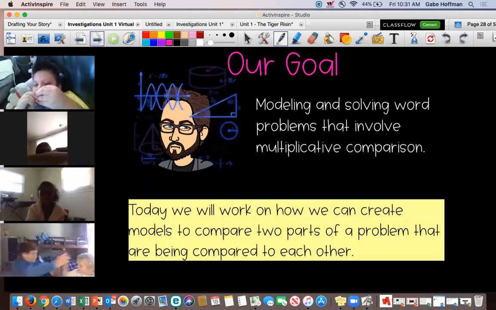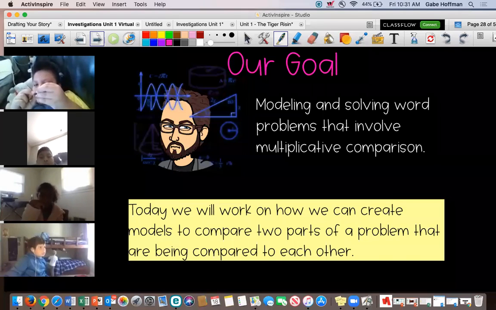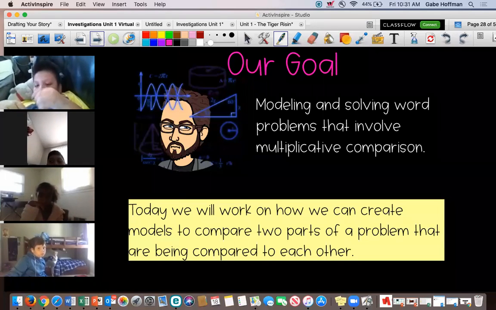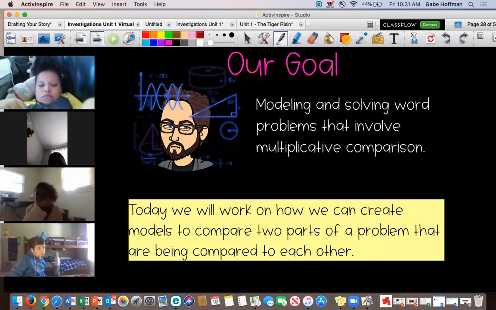Multiplicative comparison, right? So yesterday we worked on multiplicative comparison problems, where it said one thing was like 8 times larger than the other. Or someone drove 6 miles, someone drove 8 times further. How far do they drive? We're going to work more on those today, but we're going to go more in depth, looking at some more challenging versions of those problems.